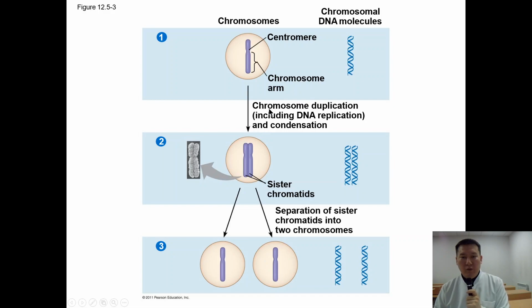When chromosome duplication occurs, including DNA replication and condensation, we have two sister chromatids with a double amount of DNA, and this is how it really looks under a transmission electron microscope. And when they are separated, separation of sister chromatids into two chromosomes, they become chromosomes. Before, they are called chromatids, joined by the centromere.